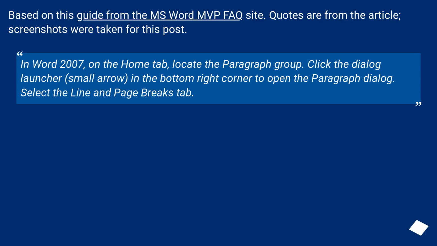Based on this guide from the MS Word MVP fact site. Quotes are from the article, screenshots were taken for this post. In Word 2007, on the Home tab, locate the paragraph group. Click the dialog launcher, the small arrow in the bottom right corner, to open the paragraph dialog. Select the Line and Page Breaks tab.